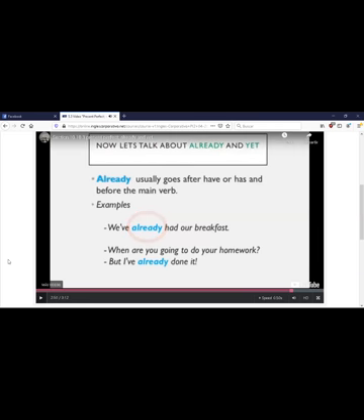Okay. Already, as it's mentioned here, usually is going to be a part of like a sandwich. It's going to be between the auxiliary and the verb. Este va a ir entre el auxiliar y el verbo. Does anybody know what is the meaning of already? Yeah, exactly. So we're going to use already when you have done something before it's expected. Es para cuando hacemos algo antes de lo que nosotros esperamos que pase.